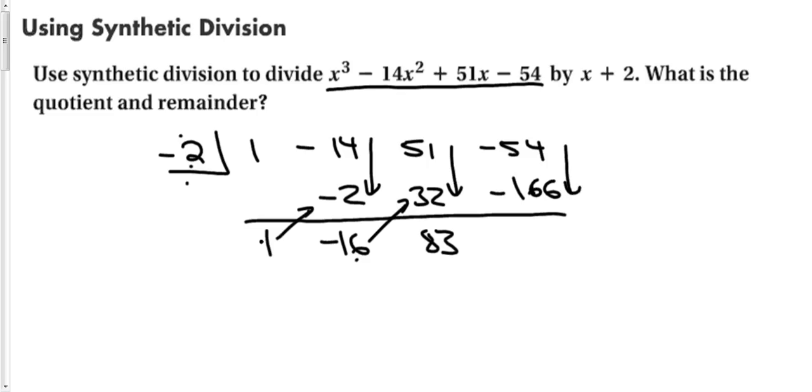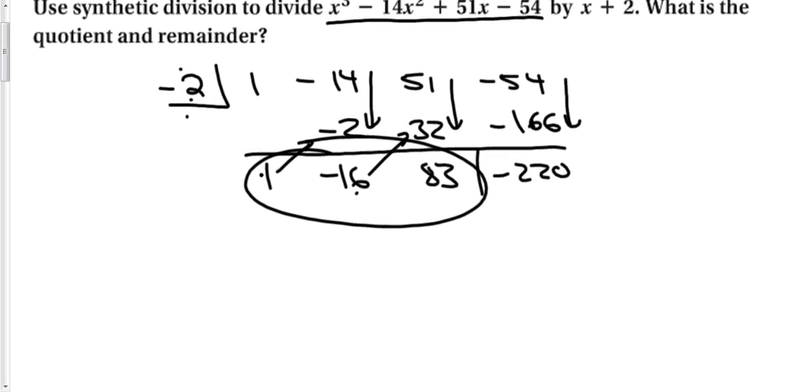Add these two together to give me a -220. And then the last number is your remainder. So my quotient then is this polynomial right here. But you have to translate it into an actual polynomial.